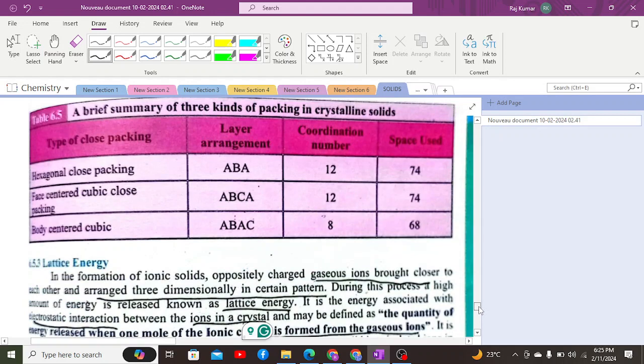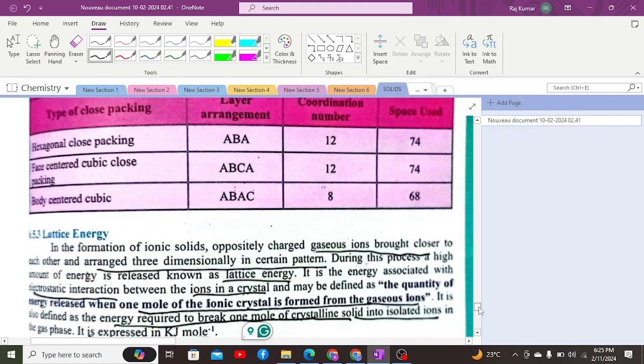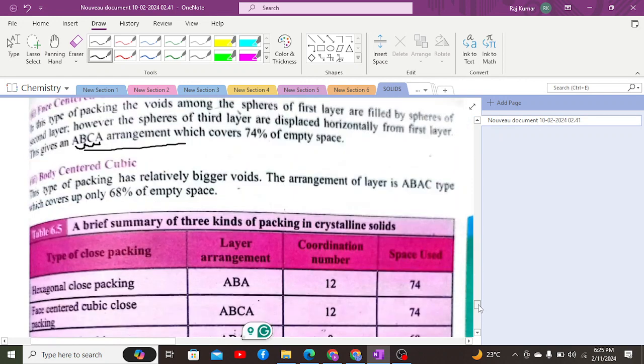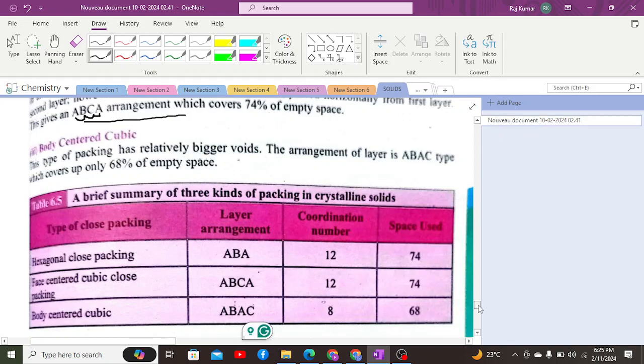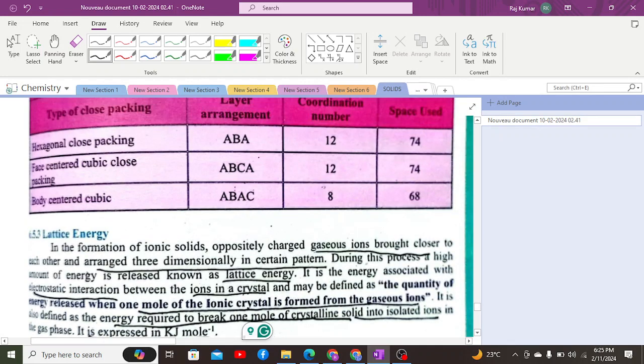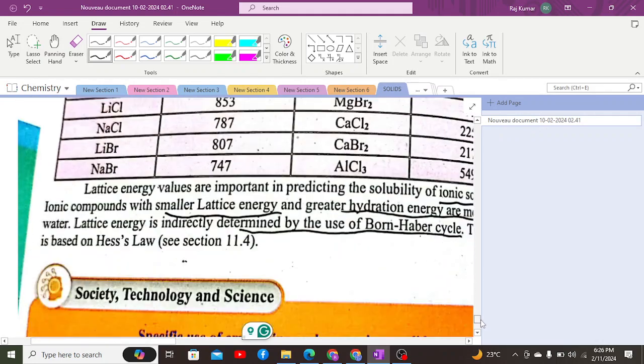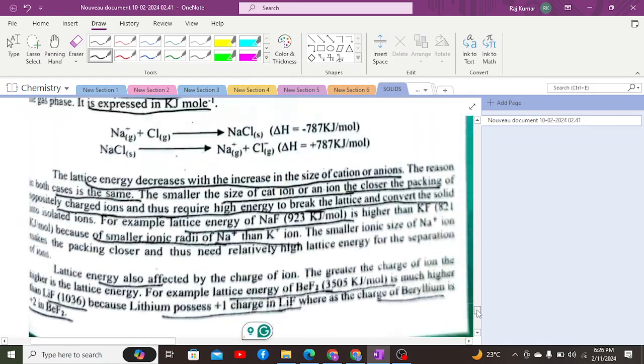Moreover, for hexagonal close packing, face centered cubic close packing and body centered cubic packing, the summary data is given, and the coordination numbers are important, which are given as well. Here, hexagonal close packing has a coordination number of 12, face centered cubic has a coordination number of 12, and body centered cubic has a coordination number of 8.